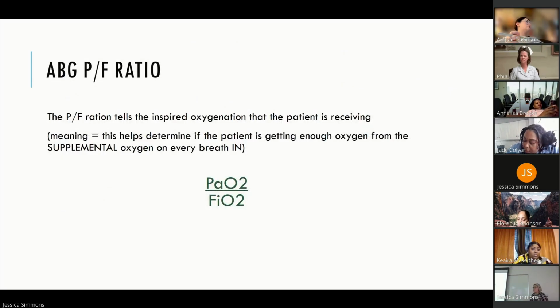Okay, back to ABGs. This is something that we skipped over last month. And remember, we said we were going to add to it this month. So this is called a PF ratio. The PF ratio tells the inspired oxygenation that the patient is receiving. This means it helps determine if the patient is getting enough oxygen from the supplemental oxygen on every breath in. So this is how you wean a patient off of a ventilator, by evaluating their PF ratio.